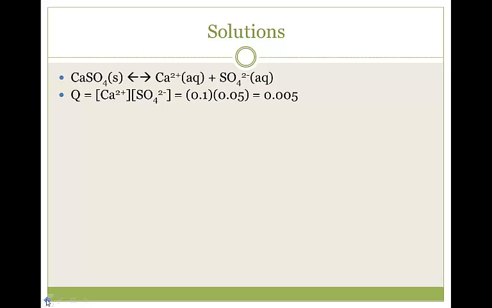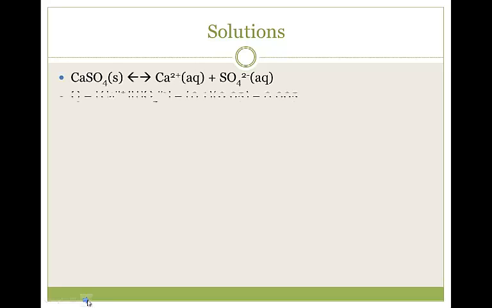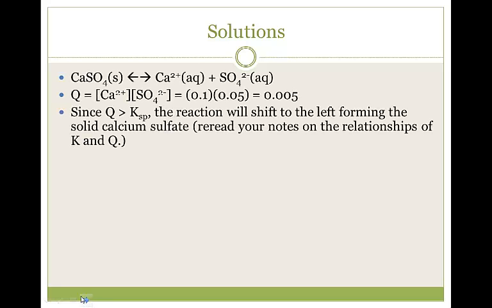Now what we know then is we are much, much greater than our KSP. So our KSP is 7.1 times 10 to the negative fifth, and our reaction quotient is 0.005. Since Q is larger than KSP, this tells us this reaction needs to shift to the left. We're going to form a precipitate, and this once again is in your notes as far as the relationships of K and Q go.